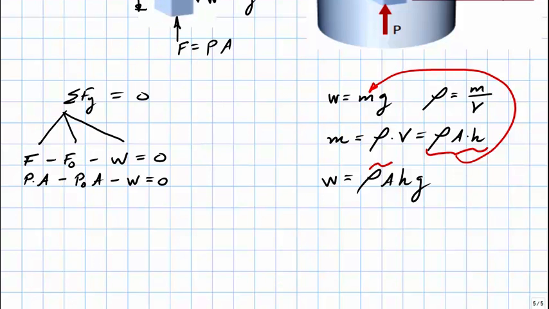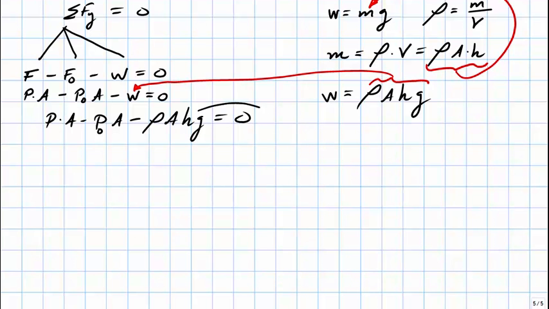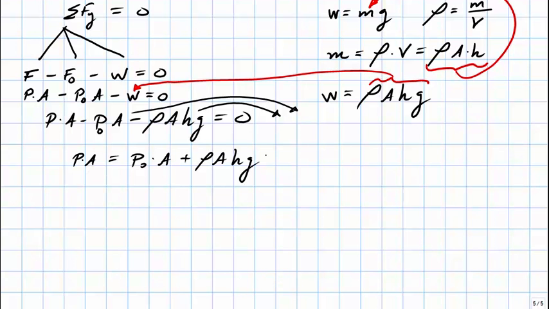We will now substitute this result into the equation that we derived earlier. And so now we have pressure times area minus surface pressure times the area minus the density, area, height, g equals 0. Let's transfer these two values to the other side. That results in P times area equals P0 A plus rho A H times g.